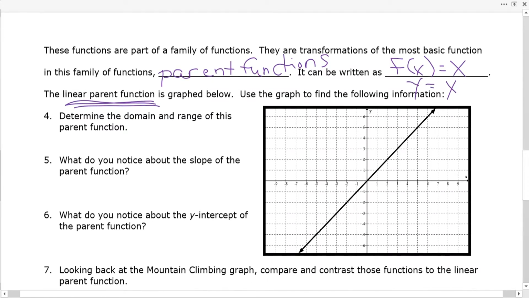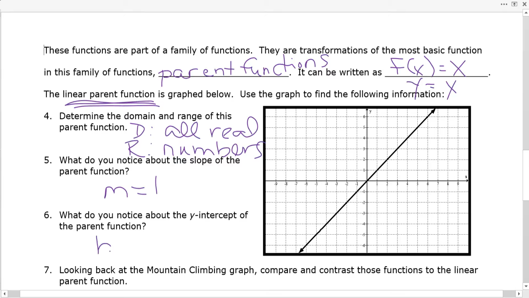Okay, so here's the parent function graphed. The domain and the range are both all real numbers, right? Because they go on forever. What do you notice about the slope? Hopefully you notice that the slope is 1. Hopefully you notice that the y-intercept was 0.